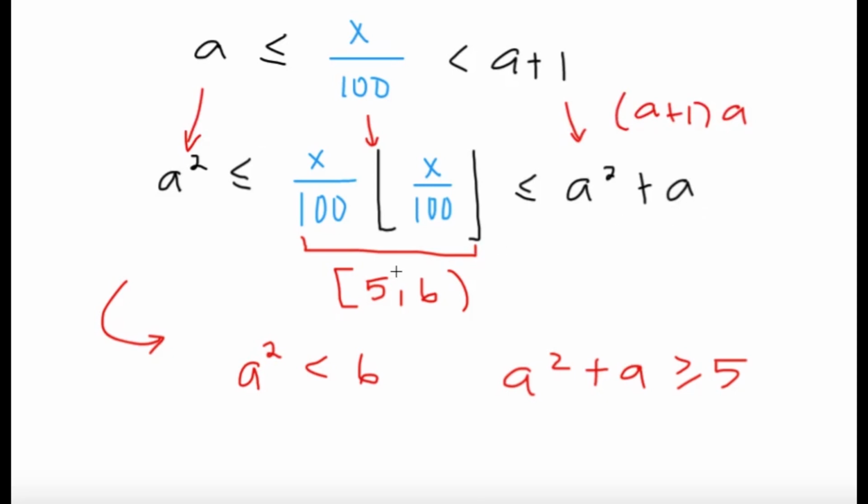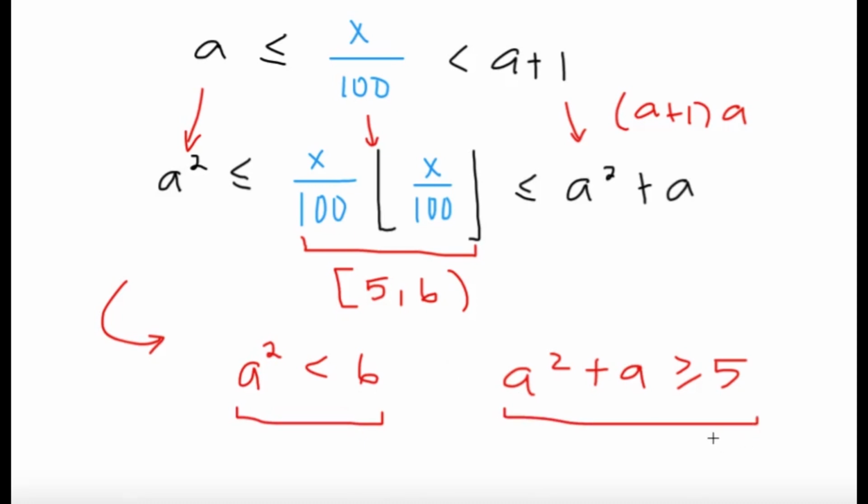And here, because we know that the floor of this value is going to be 5, we can get a range of values for the value in the middle. We know it's going to be greater than or equal to 5 and less than 6. So at least we would get a nice range of possible values, even in the extreme case for a. In the extreme case, a squared can go almost to 6, and in the extreme case, a squared plus a can go as low as 5.